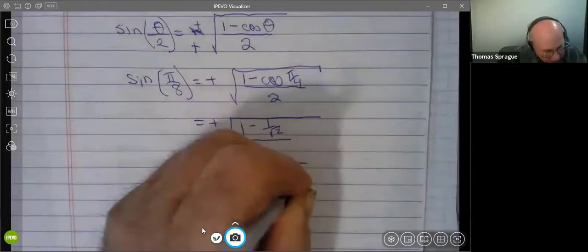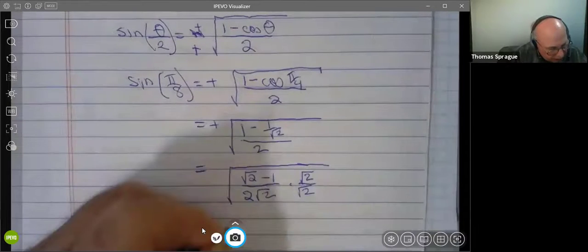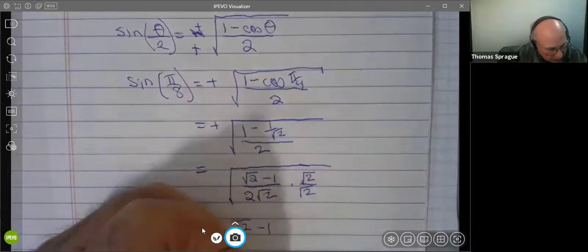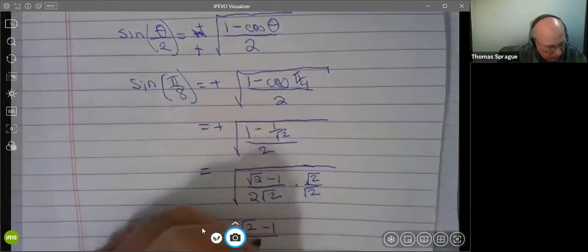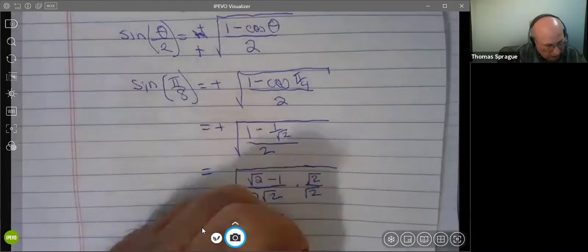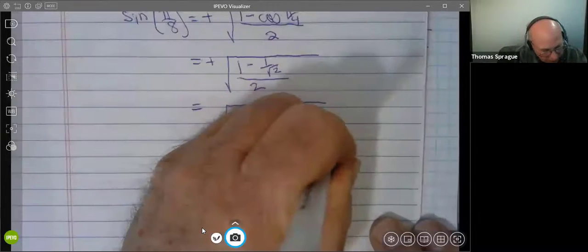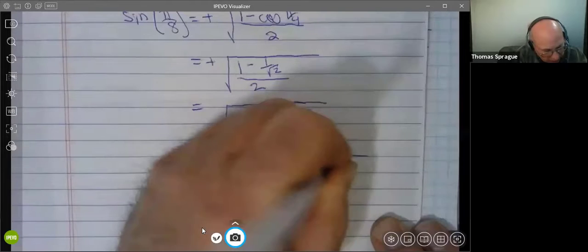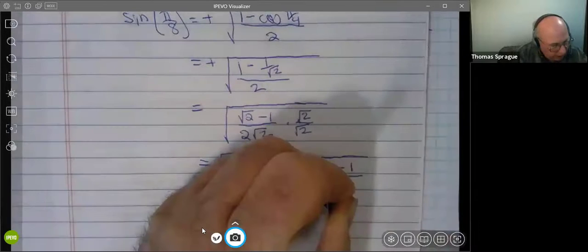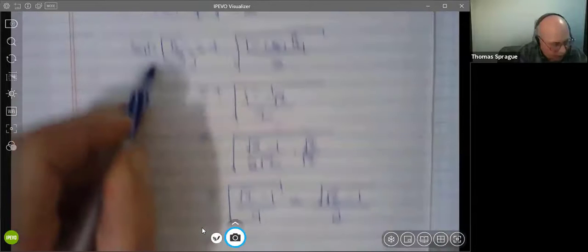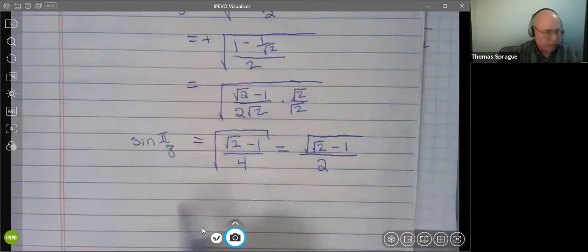Let's multiply top and bottom by root 2. Okay, root 2 minus 1. Now, 2 times root 2 times root 2, oh, that's 4. And then there's not much you can do for the numerator. But the square root of 4 is 2. And after all, this is the sine of pi over 8. So sine of pi over 8 should be that number.